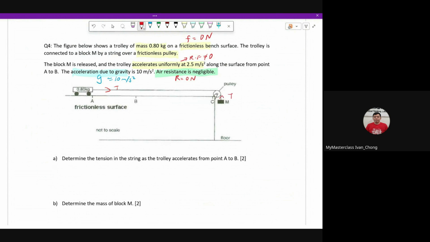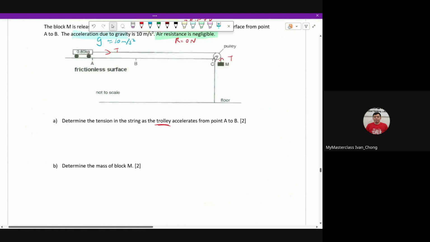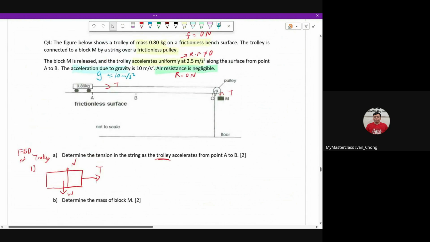Okay? Now, determine the tension in the string as your trolley accelerates from this to this. They tell you trolley. So step 1, you want to sketch your free body diagram of the trolley. Okay, so this is the trolley. Free body diagram of trolley. First, you have your weight, you have your normal contact force, and you also have a tension that's pulling you forward. Is there any kind of friction? Don't have, because they tell you frictionless bench surface.